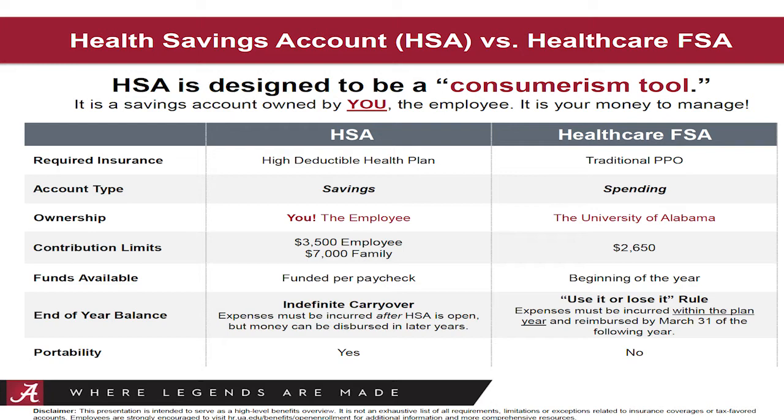The contribution limits are higher. So the FSA is $2,650 for 2019. The HSA is $3,500 for a single employee, $7,000 for a family. So you have a lot more room to put money aside tax-free to pay for expenses. The funding is a little bit different. The healthcare FSA, all of your funds are available in January. The HSA, they accumulate per paycheck. And in the end of the year balance, this is a huge benefit for the HSA, it's indefinite carryover. So if you put $1,000 in your HSA and you don't spend a dime, you have $1,000 the next year, and it continues to roll over and accumulate.